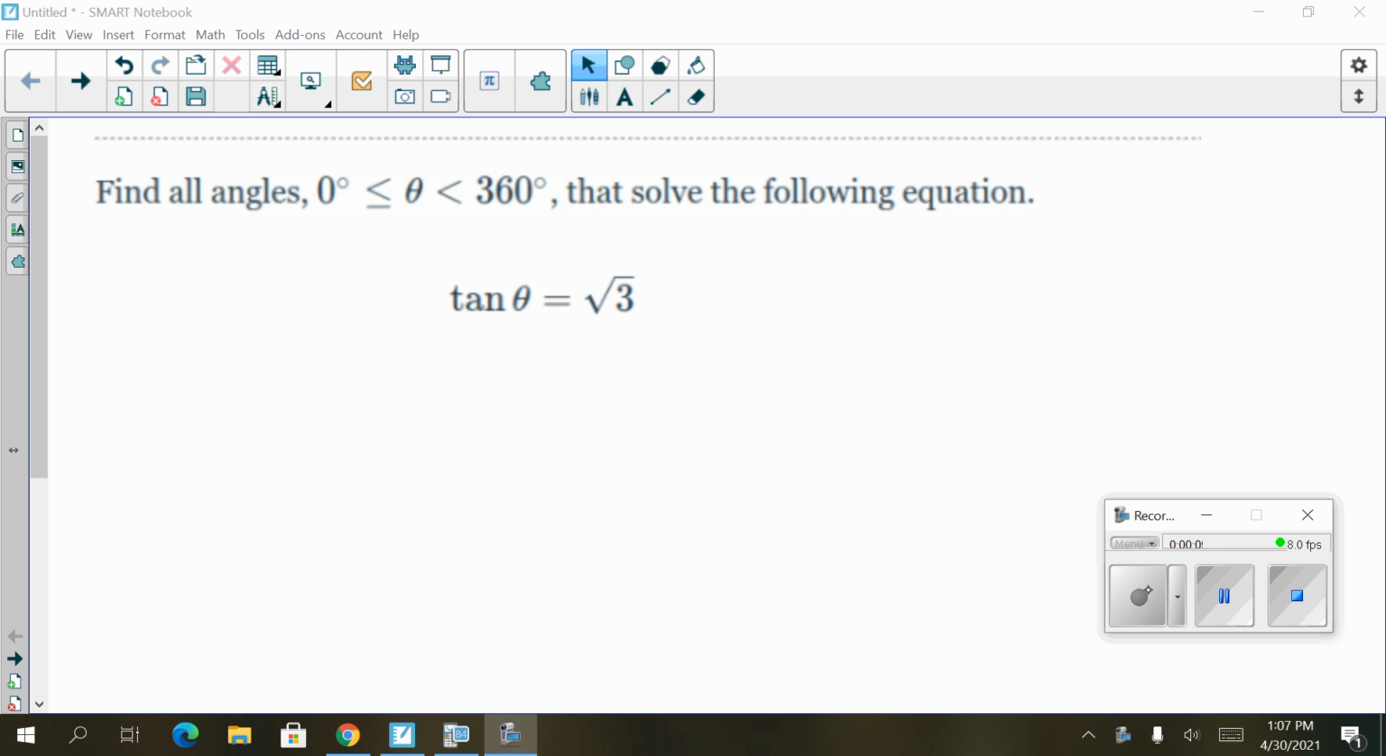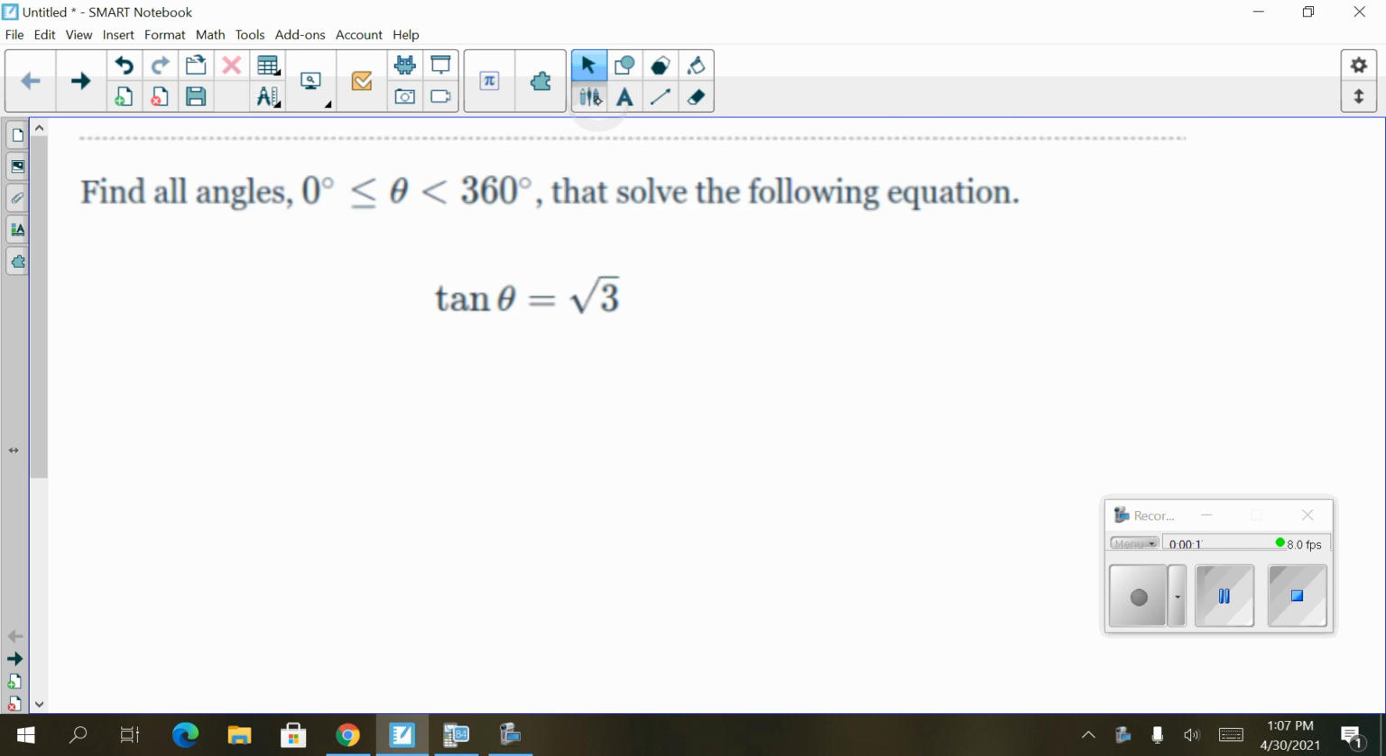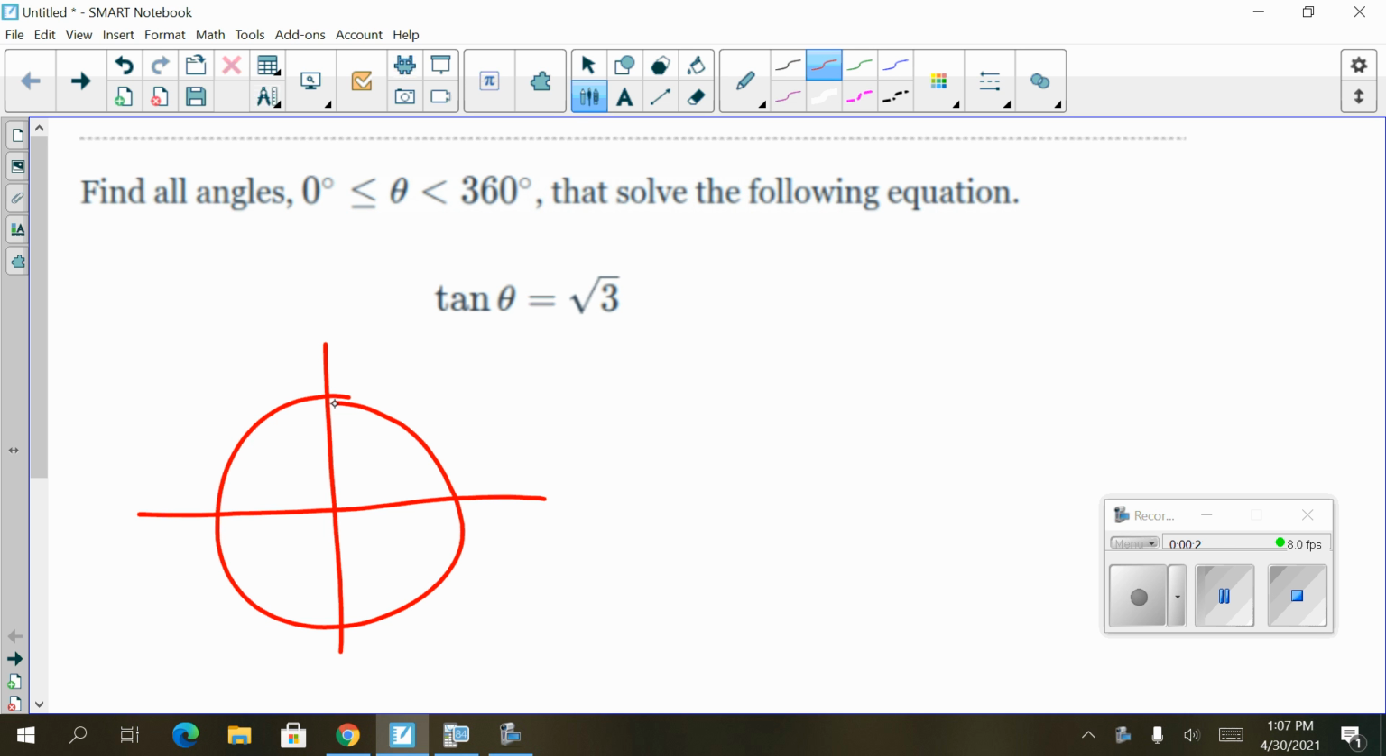So I have the math problems that you sent me. It says find all angles 0 to 360 that solve the following equation. Tangent is radical 3. When I do this, I like to draw a unit circle and star the quadrants where tangent is positive. Remember, tangent is y divided by x, so we need y and x both to be the same sign for their division to be positive.